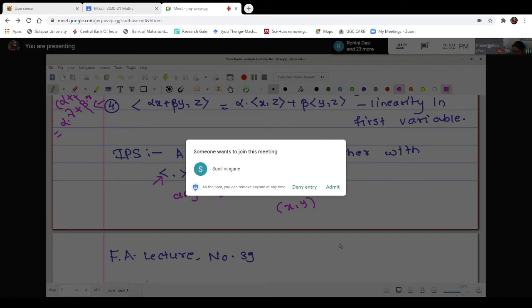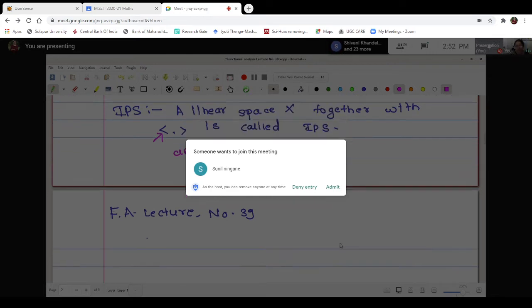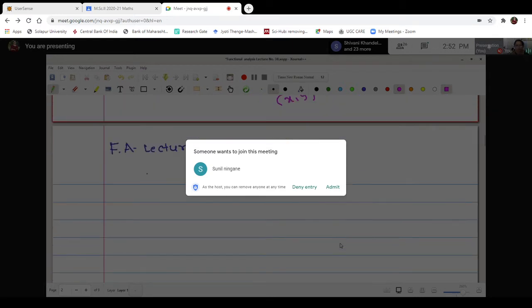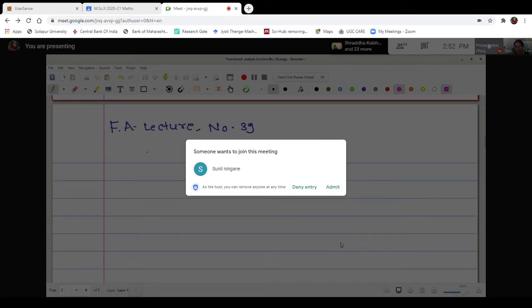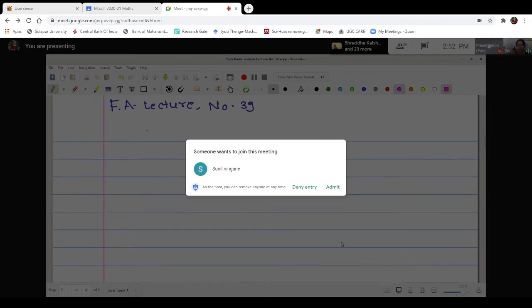A finite dimensional inner product space over the field of real numbers is called a Euclidean space. A finite dimensional inner product space over the complex field is called a unitary space. That is, real inner product spaces are nothing but Euclidean spaces, and complex inner product spaces are nothing but unitary spaces. Is it clear up to this step to everyone?